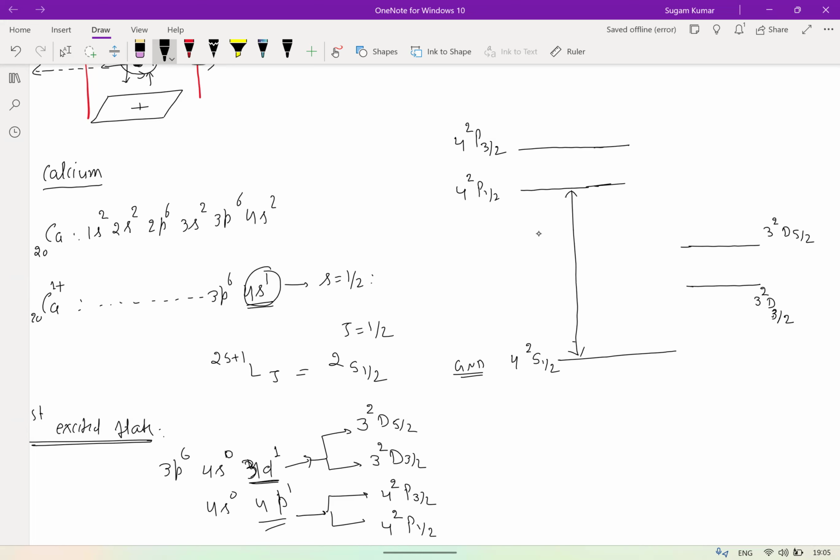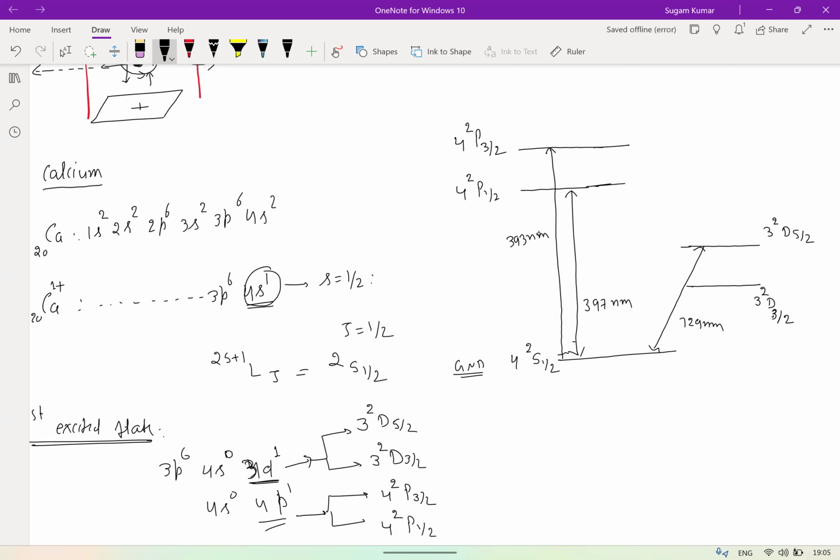the separation of this state is very important for us. That is 397 nanometer. And this transition, this one, is actually 393 nanometer. And one of them, this one, corresponds to 729 nanometer.